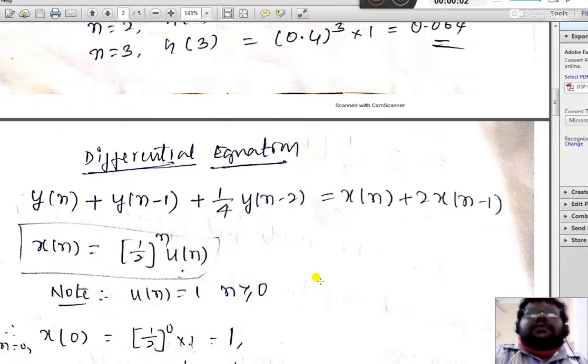Okay, welcome to another lab-related experiment. This is the differential equation using MATLAB, a digital lab experiment.